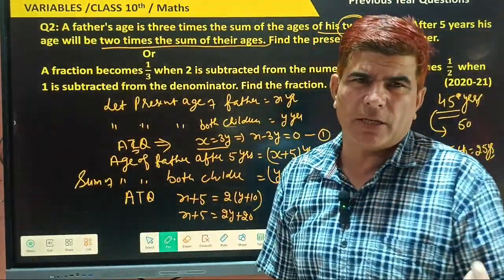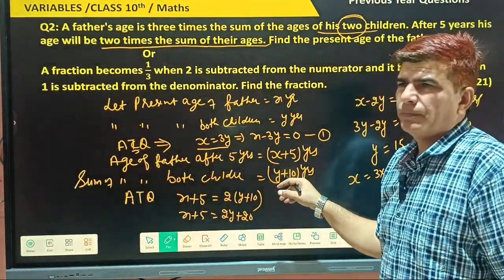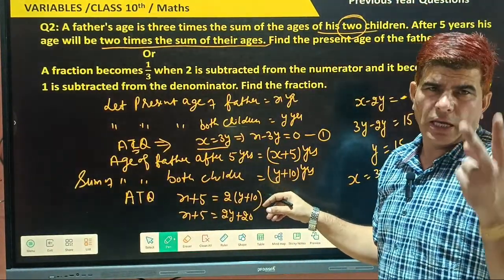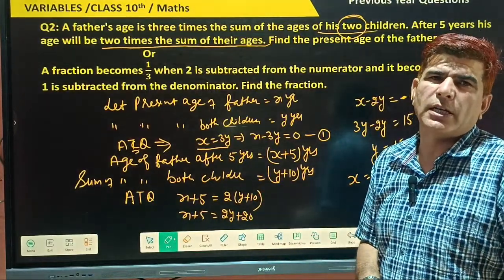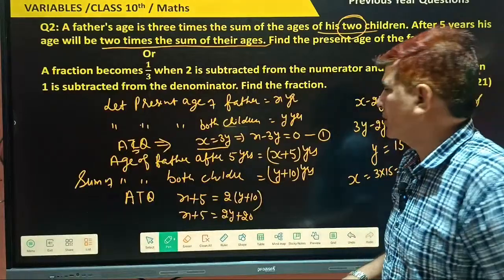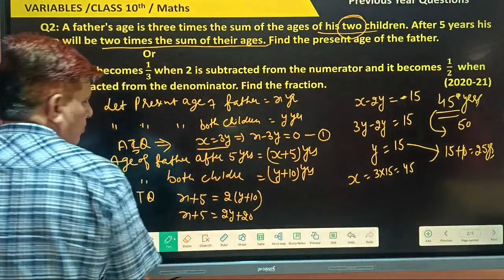80%, 90%, or we can say 99% of students add 5 here. But here it is not 5, there are 2 children. So after 5 years, both ages increase by 5 plus 5, 10 years. If you can understand this, it means no problem.